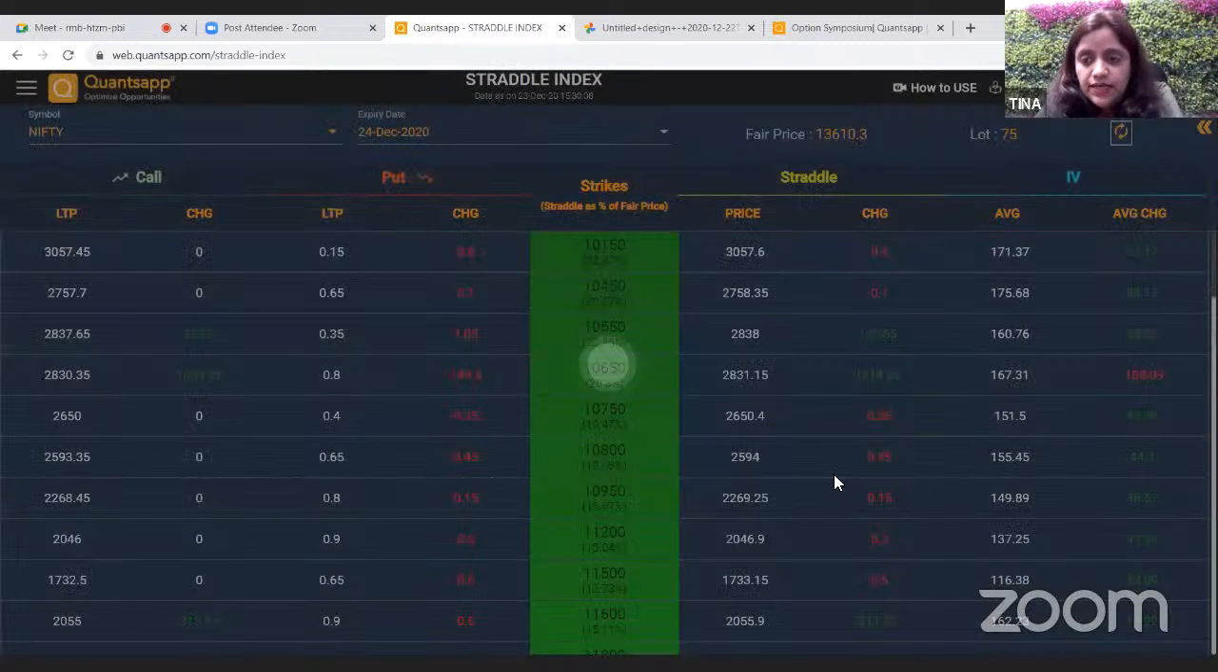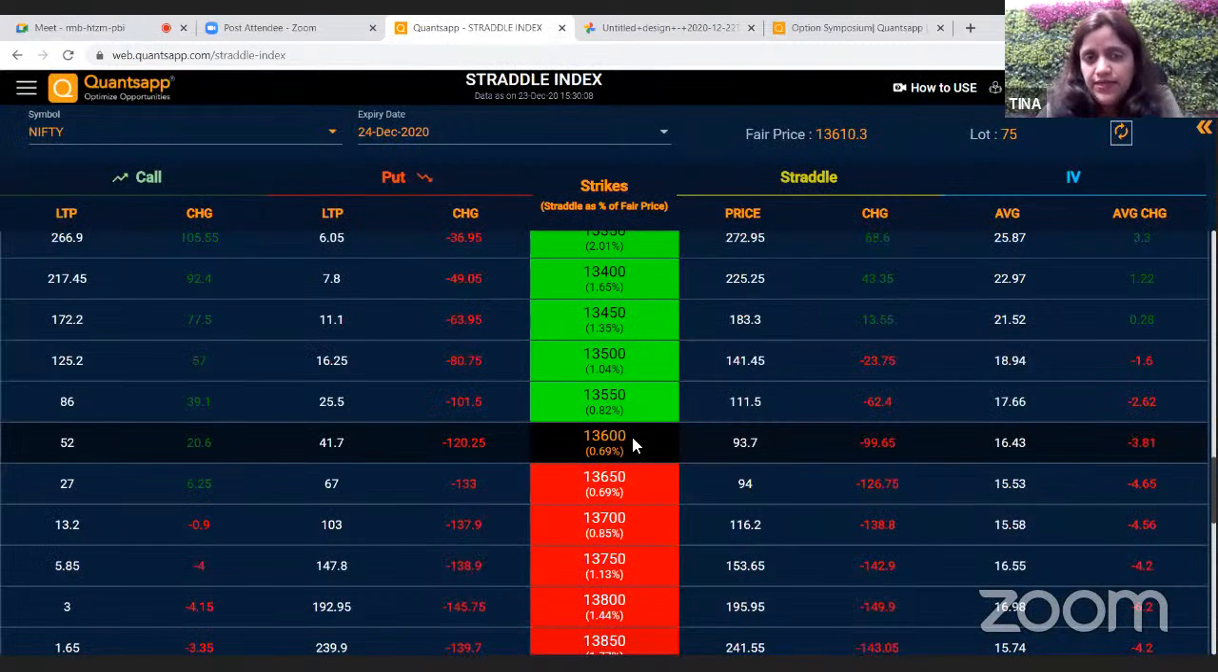So basically what does the straddle index do? It is very simple: the combined premium of call and put across the strike. So it tells you how the index straddle values have moved. So if I have to see, from 13,500 above, the straddle values were lower.